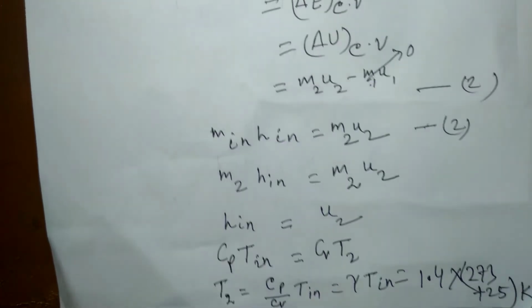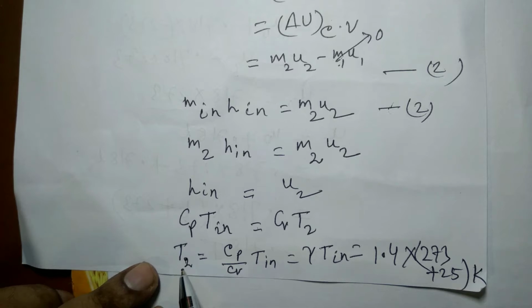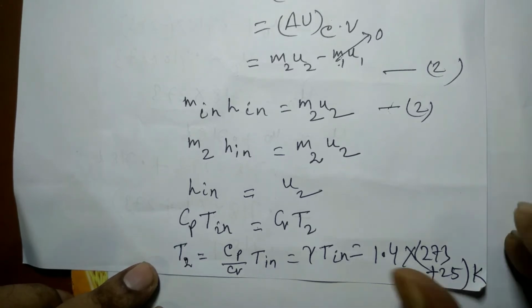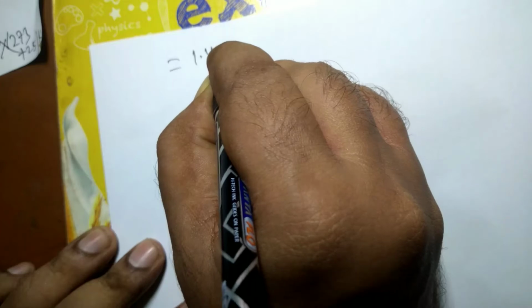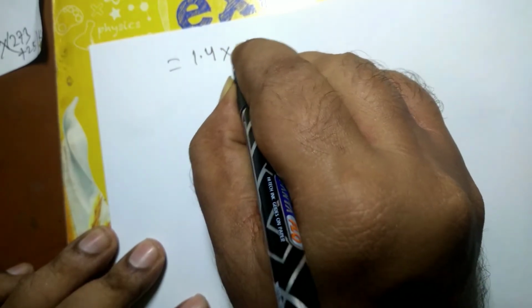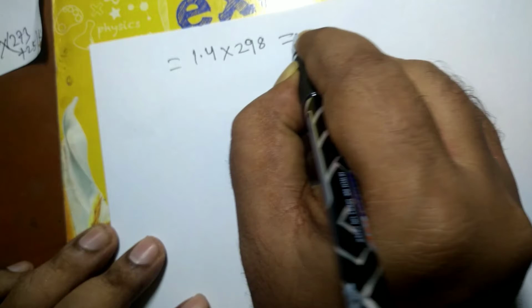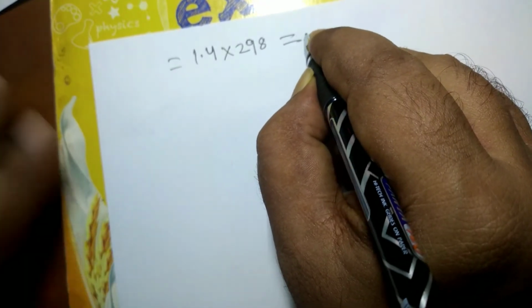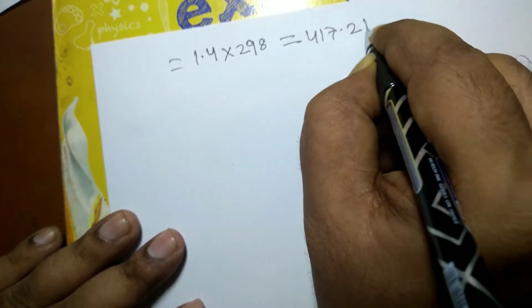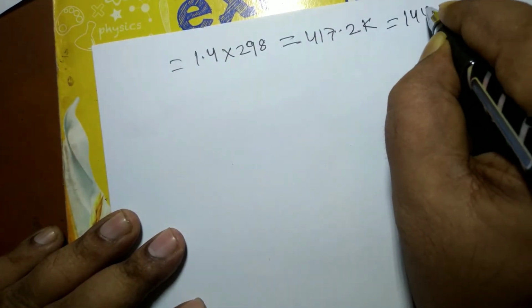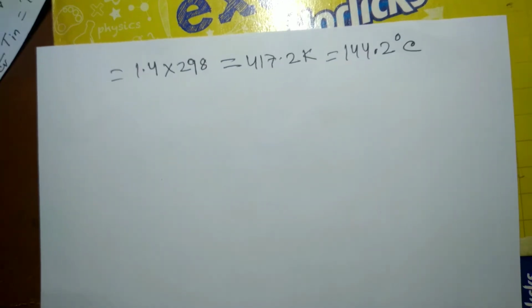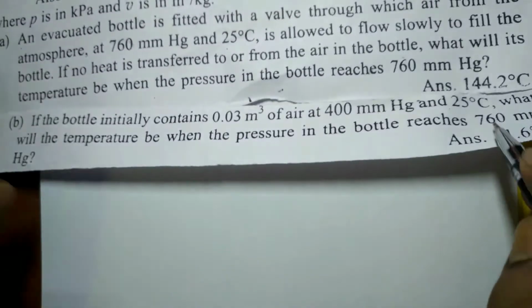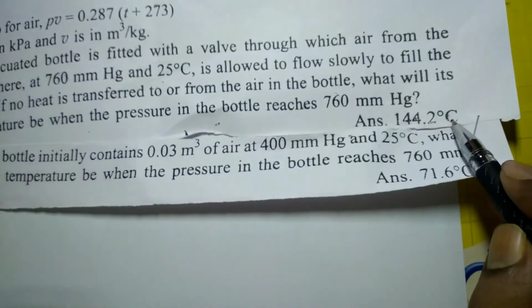This much Kelvin is T2, the final temperature of air in the bottle after the process is completed. So it comes out to be 1.4 multiplied by 298, that is equal to 417.2 Kelvin or 144.2 degrees Celsius. So this is the answer, 144.2 degrees Celsius.